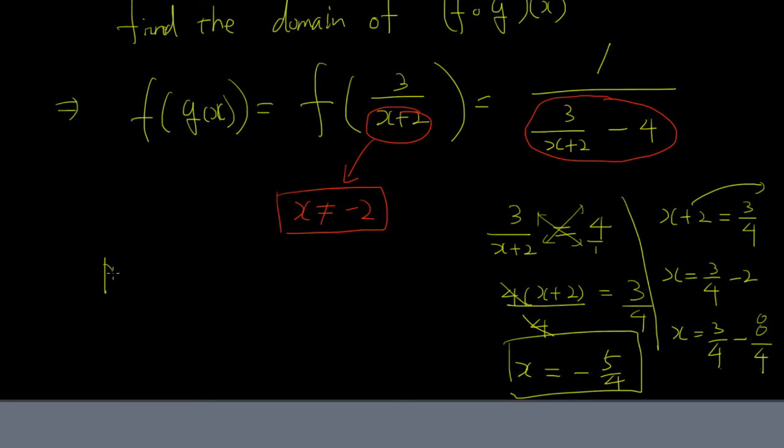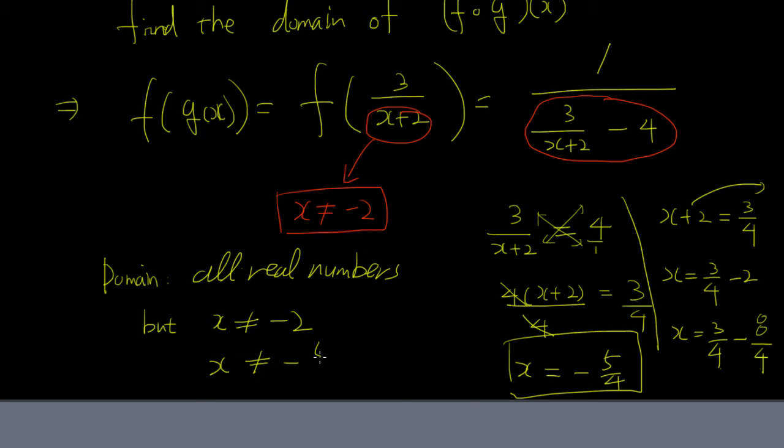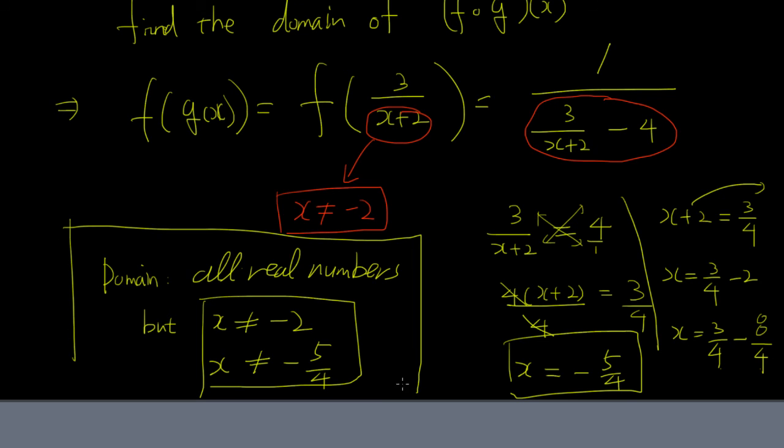So our domain would be all real numbers, but x cannot be equal to -2 from here, and x cannot be equal to -5/4. Right? That's these two, and that's our answer. Okay? All right. I hope you understand this.